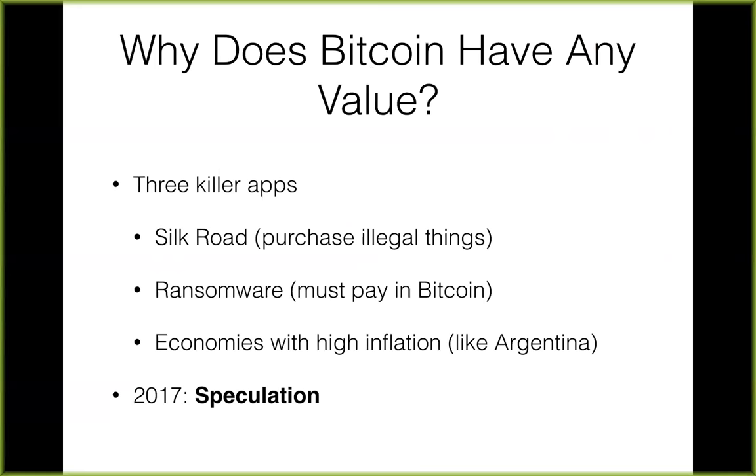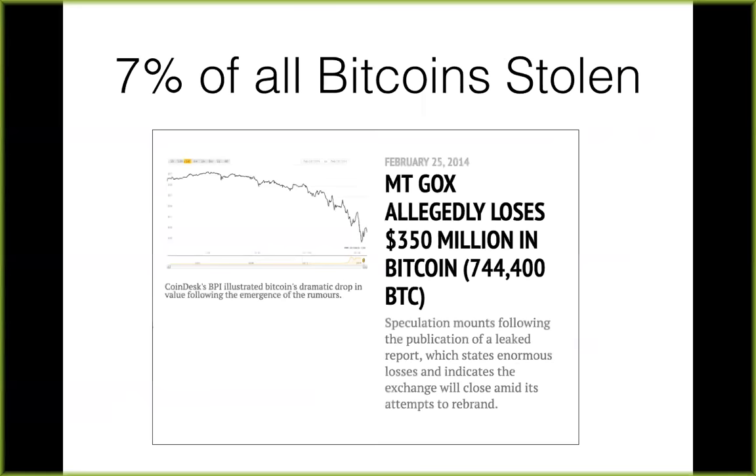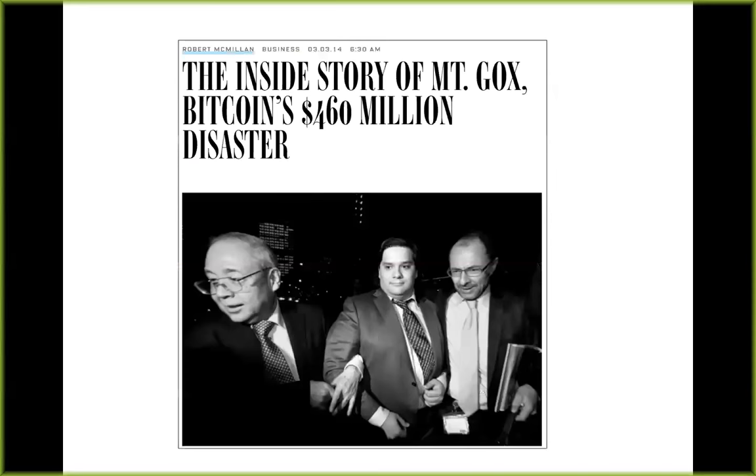Anyway, this year we had a new effect in Bitcoin, which is that Bitcoin went up just because Bitcoin is going up, based on absolutely nothing. This is what happens when you have speculation. So here's a history of the crime. Mt. Gox was the number one Bitcoin exchange, and they either lost or stole all the money. 7% of all the Bitcoins in the world were stolen in that event. Here's the $460 million disaster at that time, and the guy that did it.